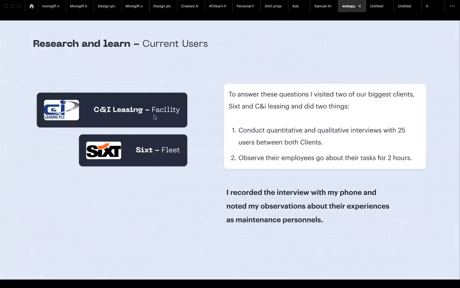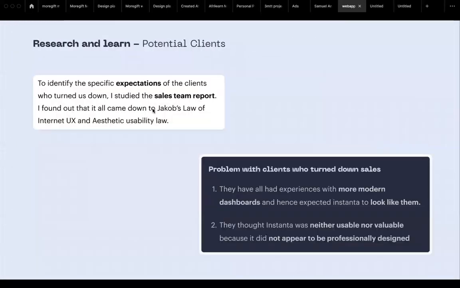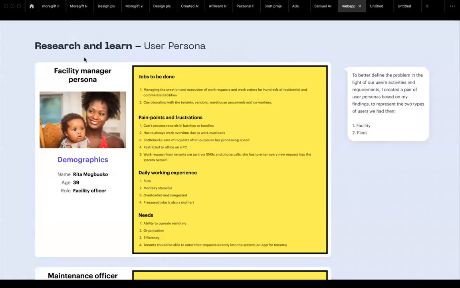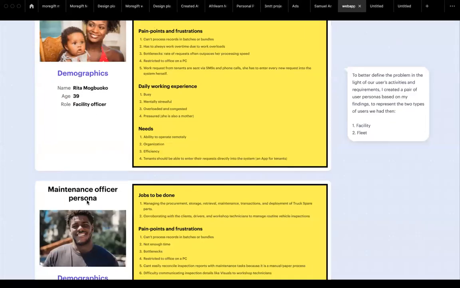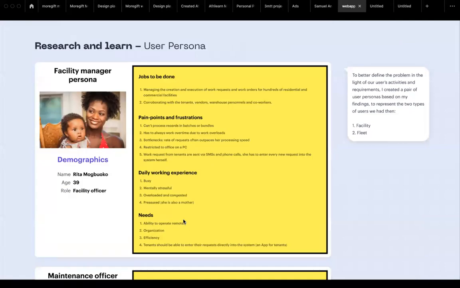So I had to interview two of them, and we had different client sets. I just picked one client from each set to study and see what was common to them. I know that if we solve for each of them, it will also affect the rest. So that's why I created user personas for two categories. This one was a facility manager, and this one was a maintenance officer for fleet. Yeah, I get it now.